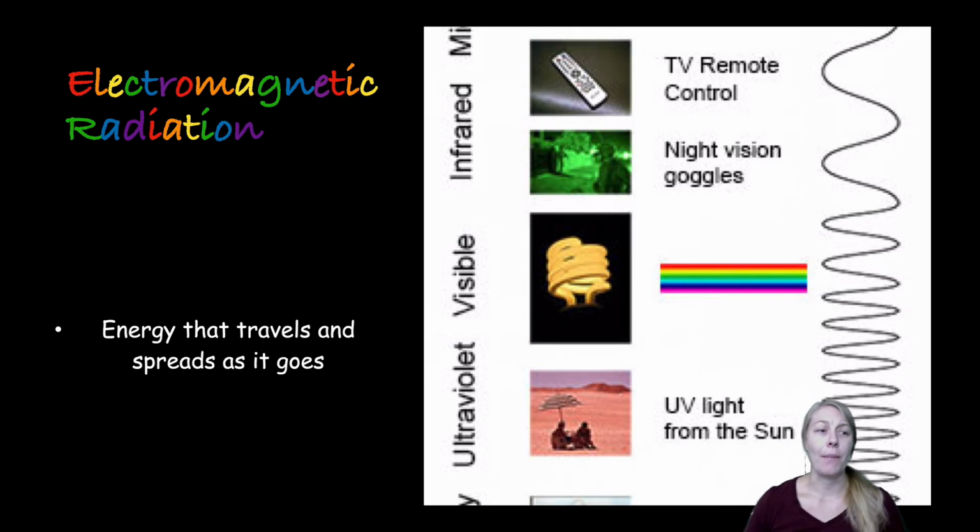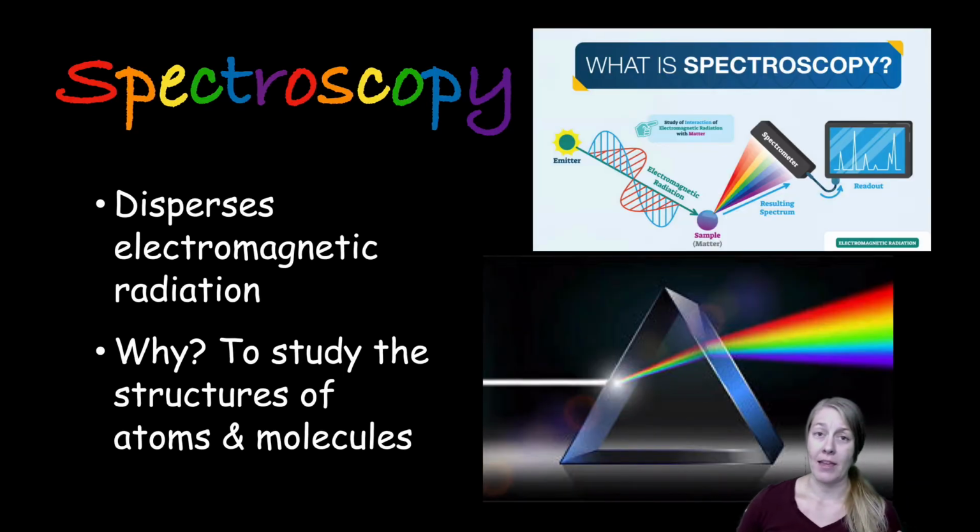So, basics of spectroscopy, and this is how you come up with those spectra, the rainbow lines with the black breaks in it. The way that we come up with those is using spectroscopy. Now, spectroscopy actually disperses electromagnetic radiation. So we're going to look at how it disperses visible light.